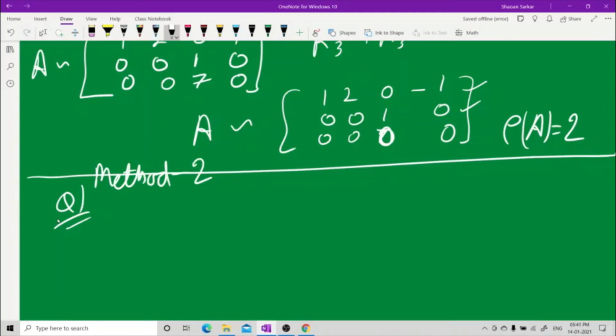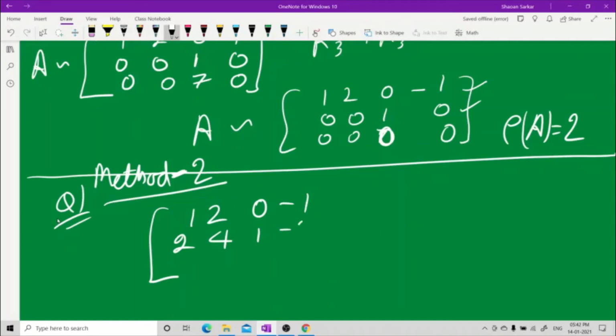Method second. Let us call it method second. Now I have the same matrix: 1, 2, 0, minus 1; 2, 4, 1, minus 2; and then I have 3, 6, 7, minus 3. This is a 3 cross 4 matrix, so I can't take a determinant.